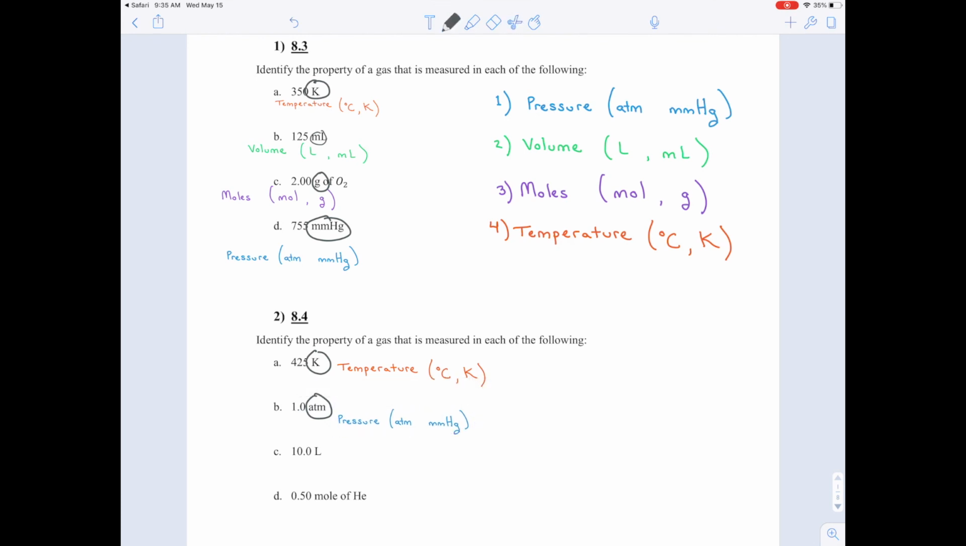For C, we see capital L, that stands for liters. And once we see liters, we know that the property of the gas that we're talking about is the volume. How much space does the gas take up? We know that it's volume because it's measured in liters. And last, we see moles here. Moles is just telling us how many moles we have, so how many atoms or molecules of the gas we have. And so, based on those units, you can tell what property of a gas is being talked about.